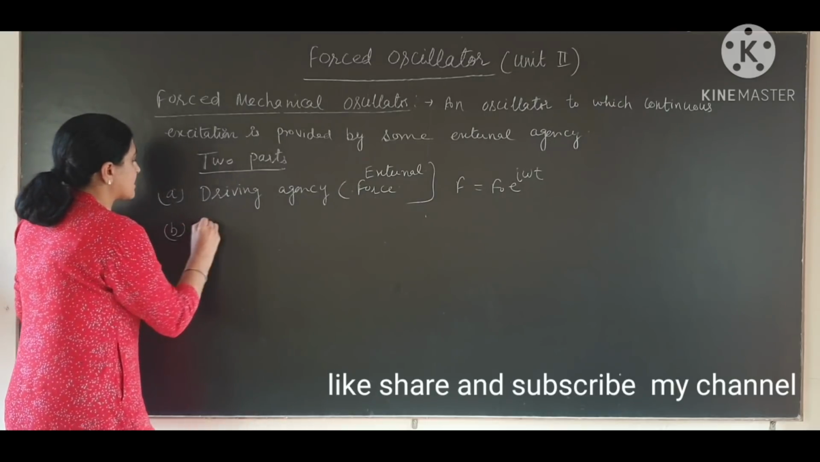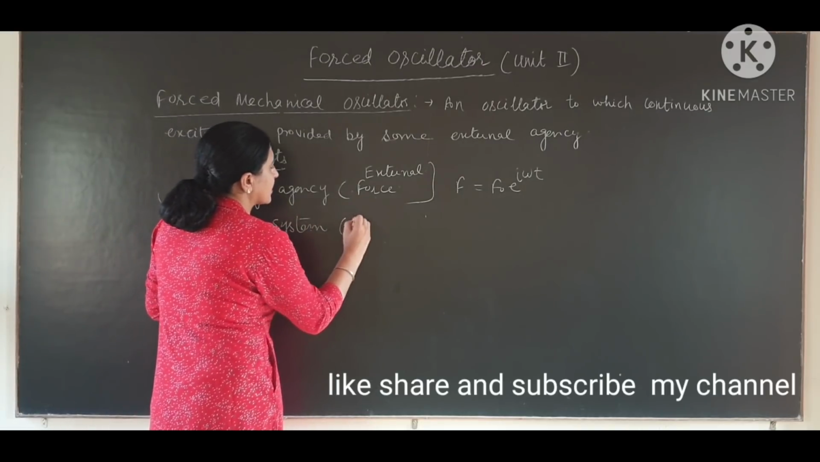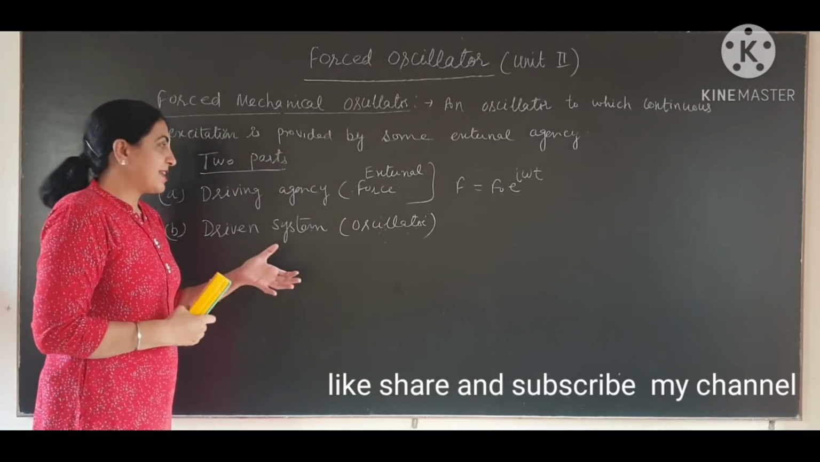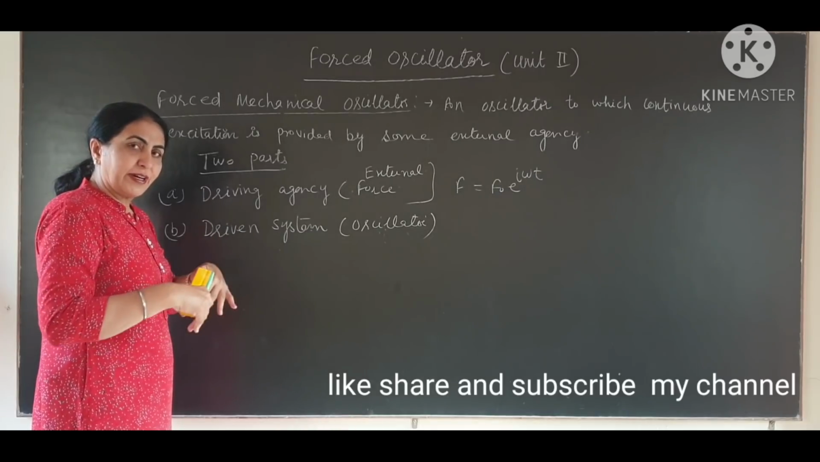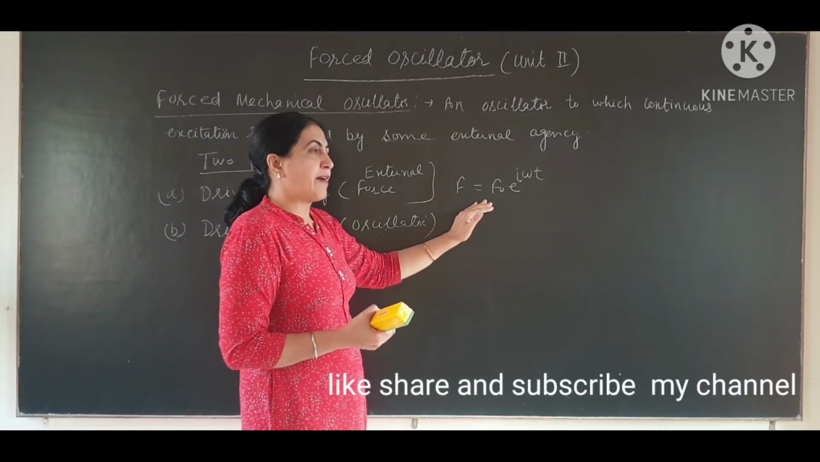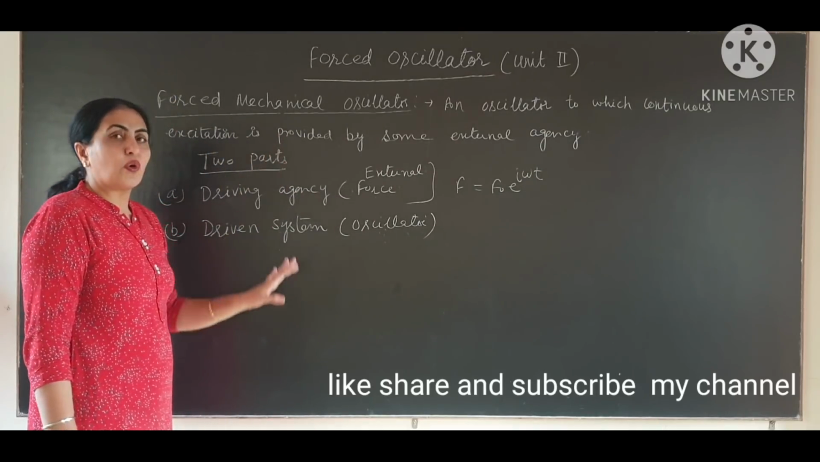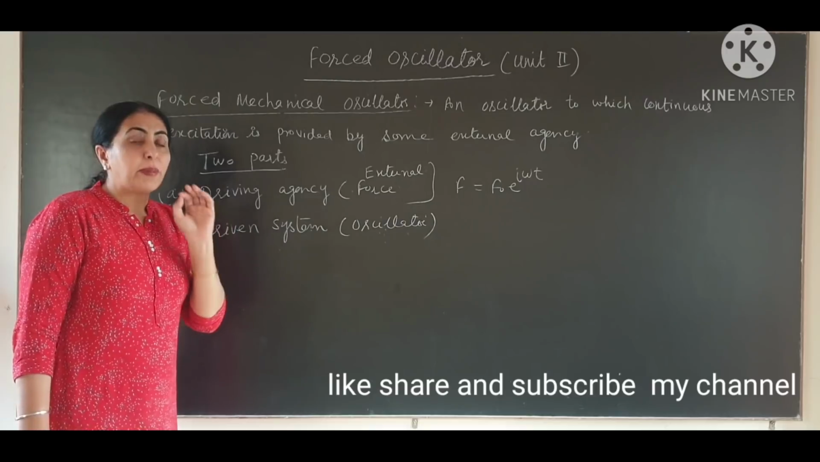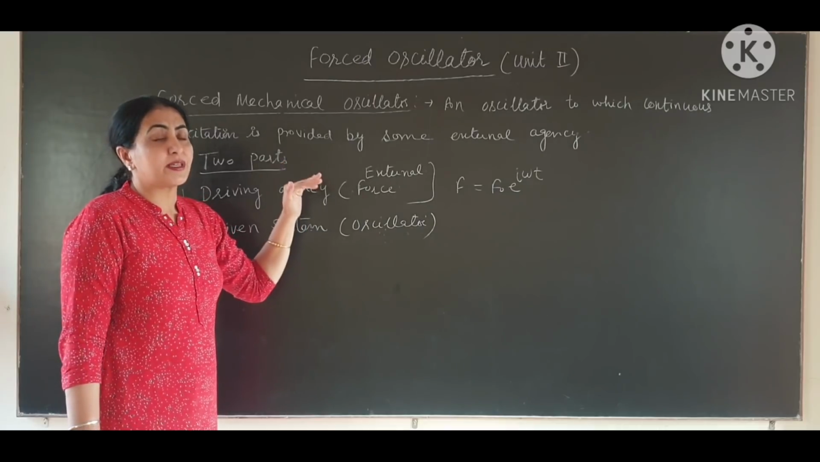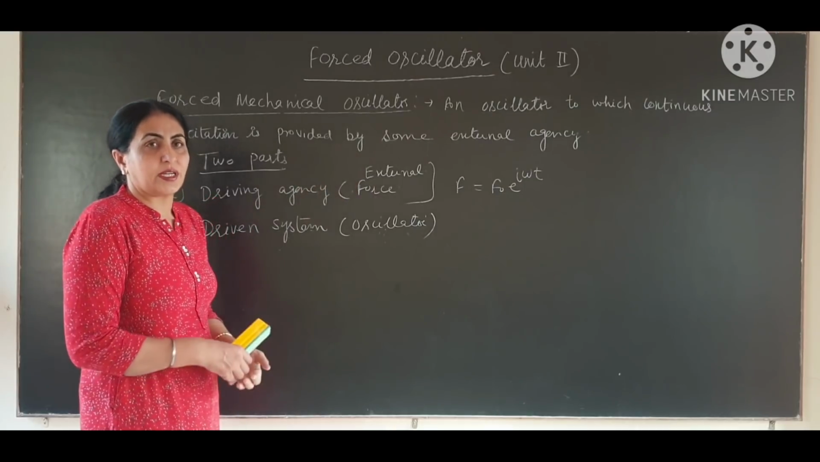And the second is the driven system, that is the oscillator. It is just like when we drive a car. The car is the driven system, and the driver who is driving the car is the driving agency. So the force is F = F0 e^(iωt). Clear? So this is the forced oscillator. Please pay attention, this is very important. The second unit is very important, and the first topic is very important. All other topics are based on this topic, the forced oscillator.